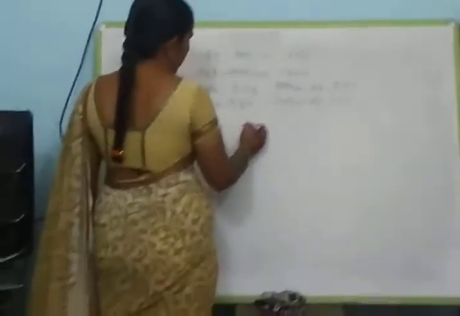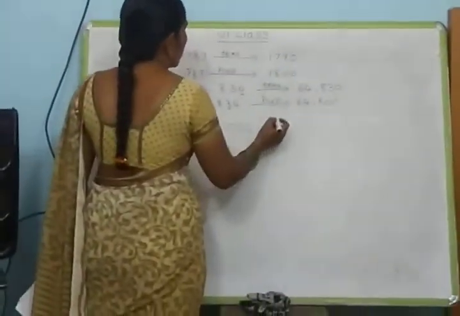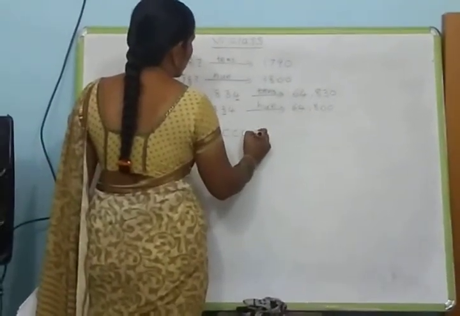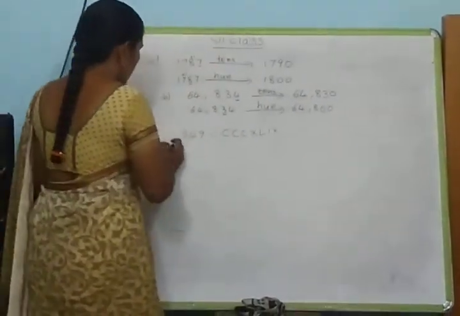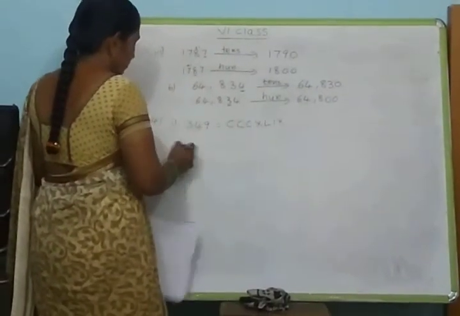Next, fourth question. Roman numerals we have to write. 349. What is the symbol for 100? C, C, C. 49: how will we write 40? XL. 9, IX. Like this you have to write. Next, second one.